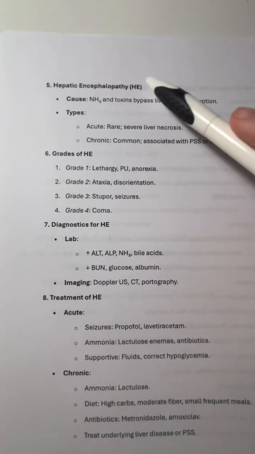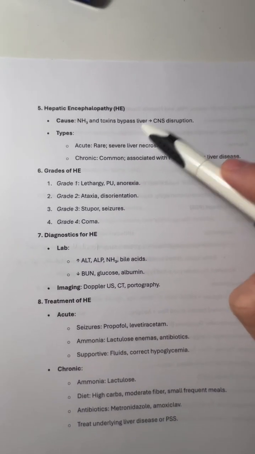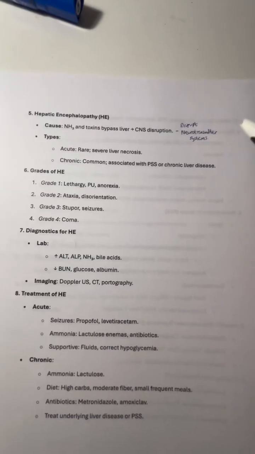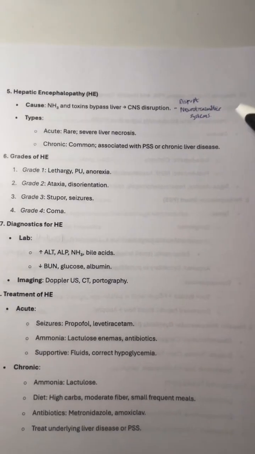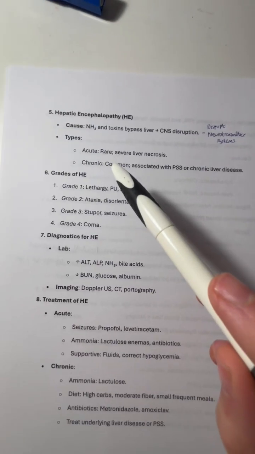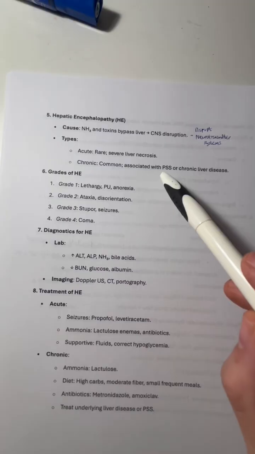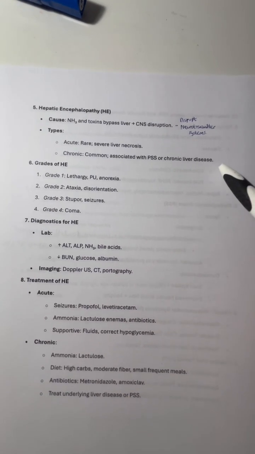For hepatic encephalopathy, this is when ammonia and toxins bypass the liver and it causes central nervous system disruption. This is because ammonia can disrupt the neurotransmitter systems. The types are acute, which is rare and happens in the case of severe liver necrosis, or chronic, which is common and associated with portosystemic shunt or chronic liver diseases.